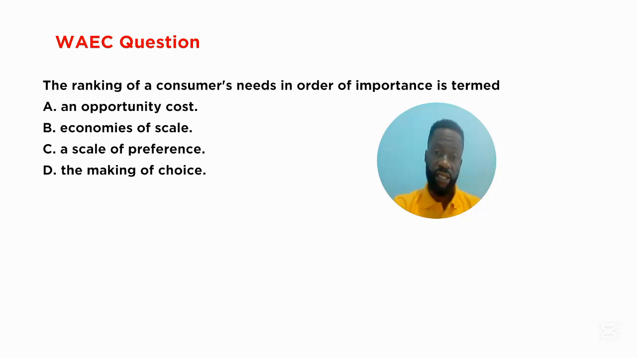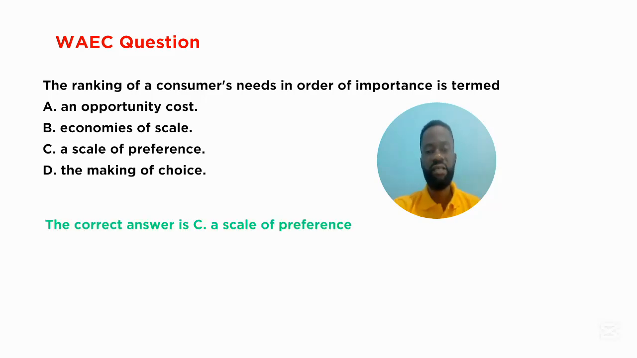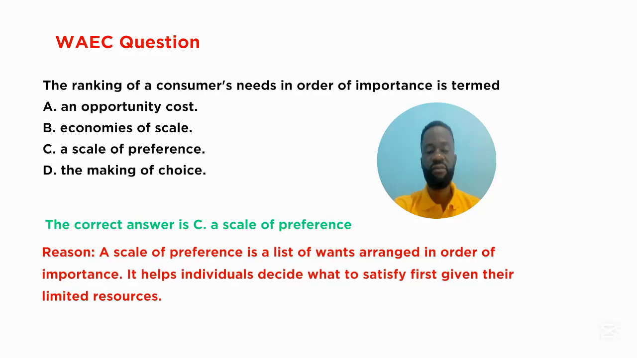The ranking of consumers' needs in order of importance is termed dash. A. An opportunity cost. B. Economies of scale. C. A scale of preference. And D. The making of choice. The correct answer is a scale of preference. A scale of preference is a list of wants arranged in order of importance. It helps individuals decide what to satisfy first, given their limited resources.